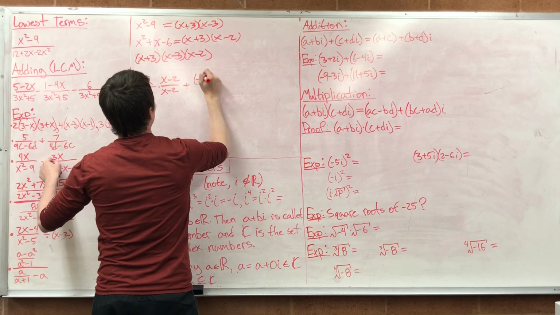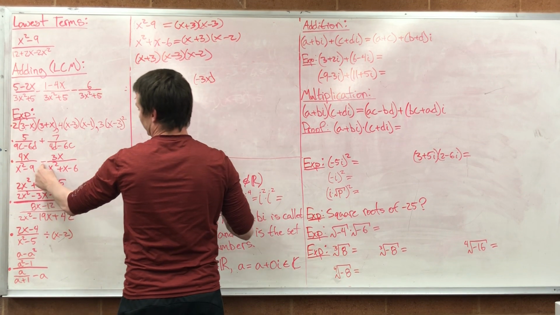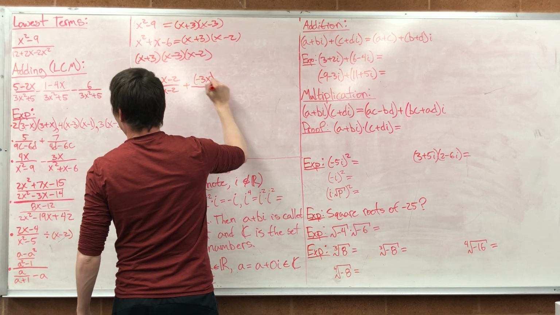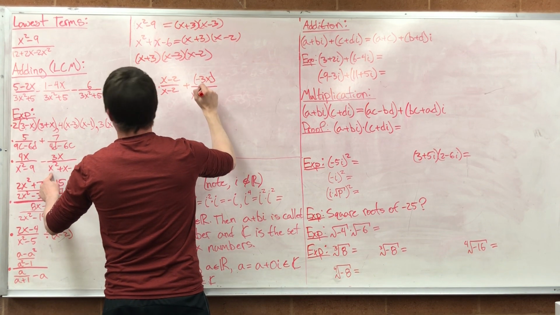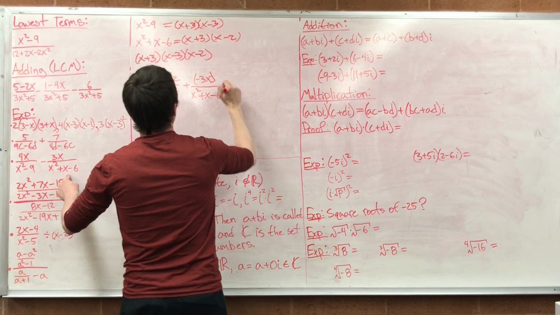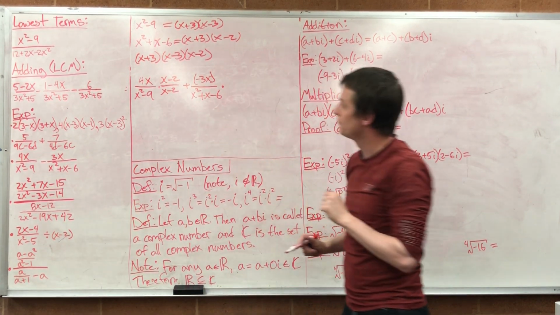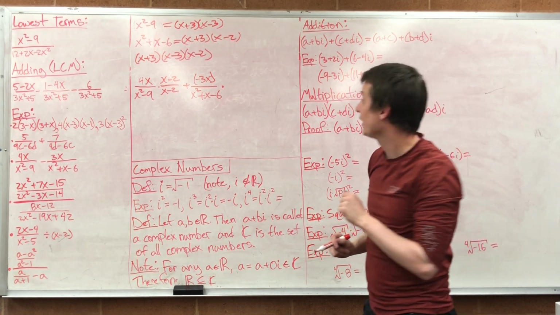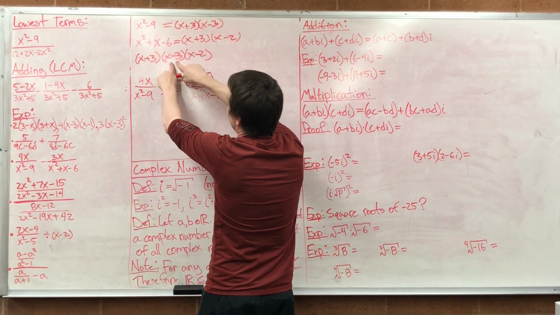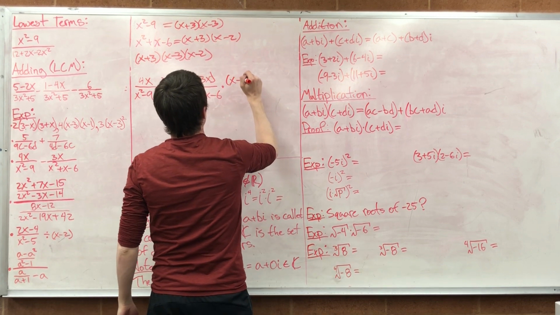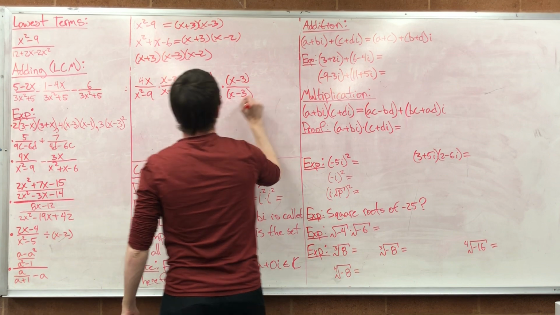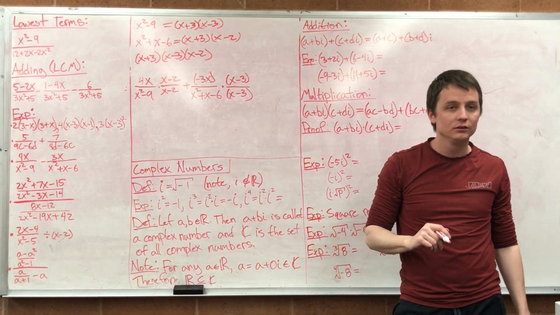So we have negative 3x. So I put the minus with the 3x over x squared plus x minus 6. And what do I need to multiply this one top and bottom by? X minus 3. So it had x plus 3 and x minus 2. It needs the x minus 3. So I'm going to multiply this one top and bottom by x minus 3. Everyone follow that? Mm-hmm. Yep.